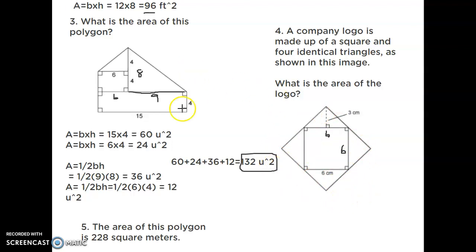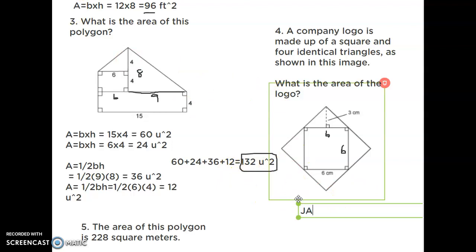So let's do the area of our square first. Area equals base times height, so 6 times our height, which is also 6, or you could say side squared, it's the same. So this would be 36 square centimeters. All right, and then area of our triangle is 1/2 base times height. Our base is 6. Our height is 3. So 6 times 3 is 18, and half of that is 9.